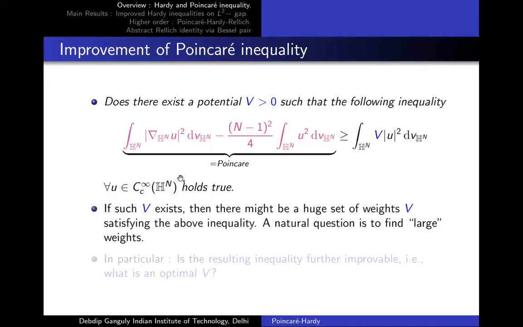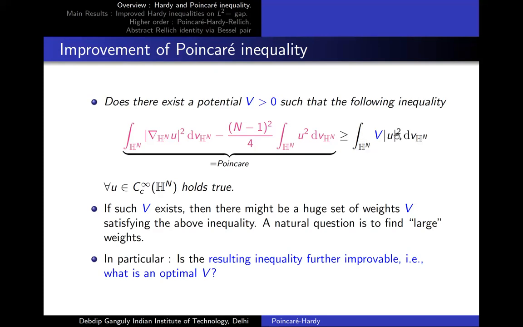Suppose such V exists. There might be a huge set of V satisfying the above inequality, with some positive V: V1, V2, V3, many. But then the natural question is, what should be the largest possible V? So that we cannot have any V tilde greater than V such that this inequality holds true with V tilde. I will quantify what is the meaning of largest possible. Formally, you want to find some largest possible V such that this inequality holds true with that V. So we want to improve this Poincaré inequality with some potential V.